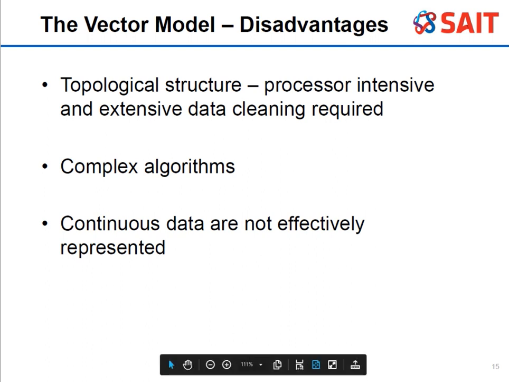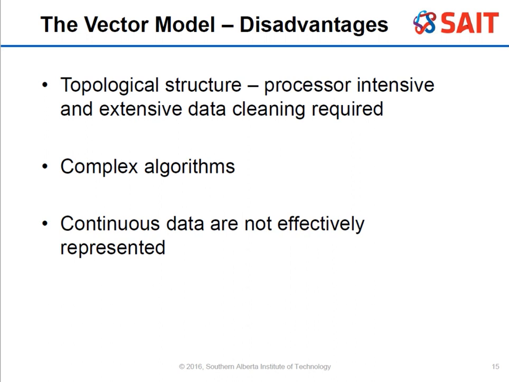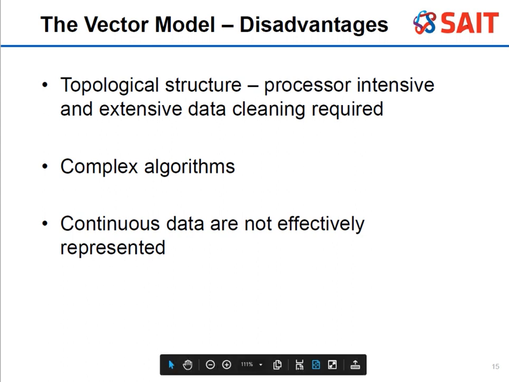And then finally, continuous data are not effectively represented, which means, for example, if I'm looking at temperatures, temperature doesn't just stop, right? The vector model is a discrete model, which means that an item will just stop. For example, a tree, it stops. There's an end of that tree. There's an end of a building. There's an end of a road. But with continuous data, that doesn't happen. So you really can't represent that using the vector model.